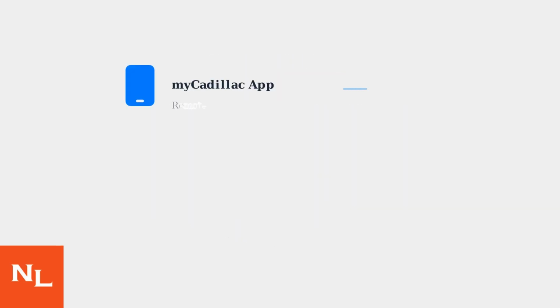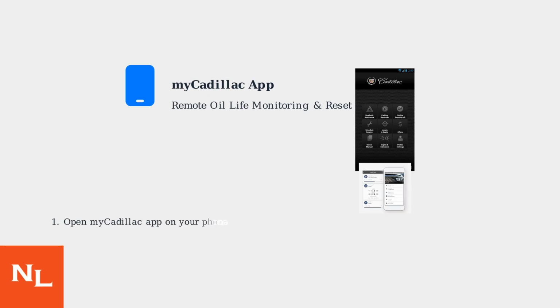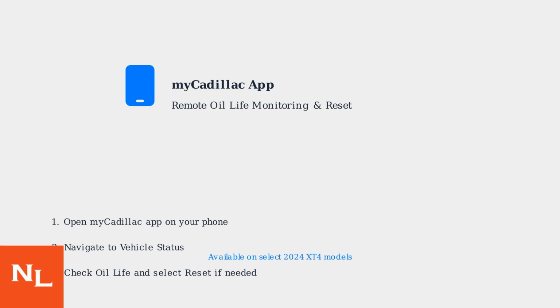Some 2024 XT4 models include the My Cadillac app for remote oil life monitoring and reset. This feature, introduced in mid-2024 and improved by 2025, provides convenient connectivity. The app allows you to view oil life status from your phone and initiate resets remotely. To use this feature, open the app, go to Vehicle Status, and check or reset oil life as needed. Check your specific XT4 model for this capability, as it's available on select equipped vehicles.